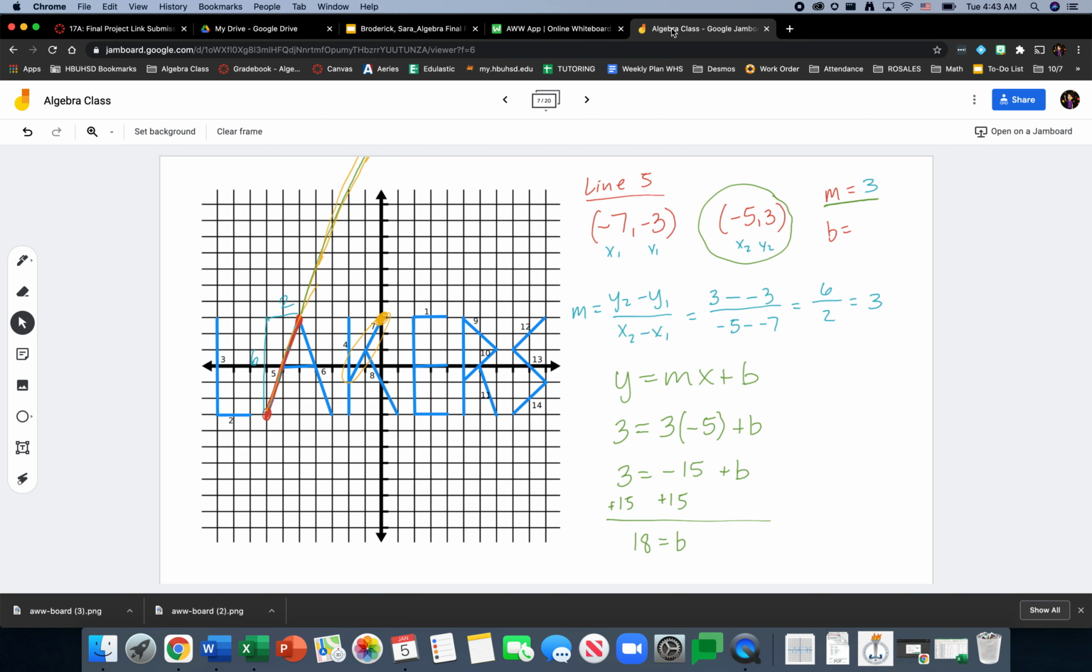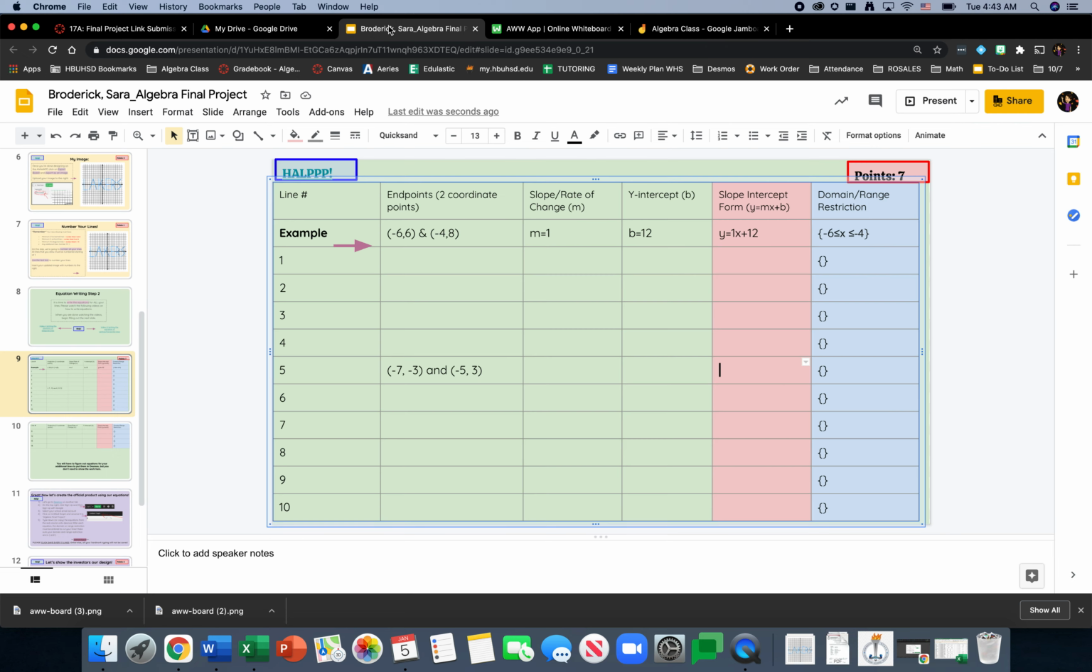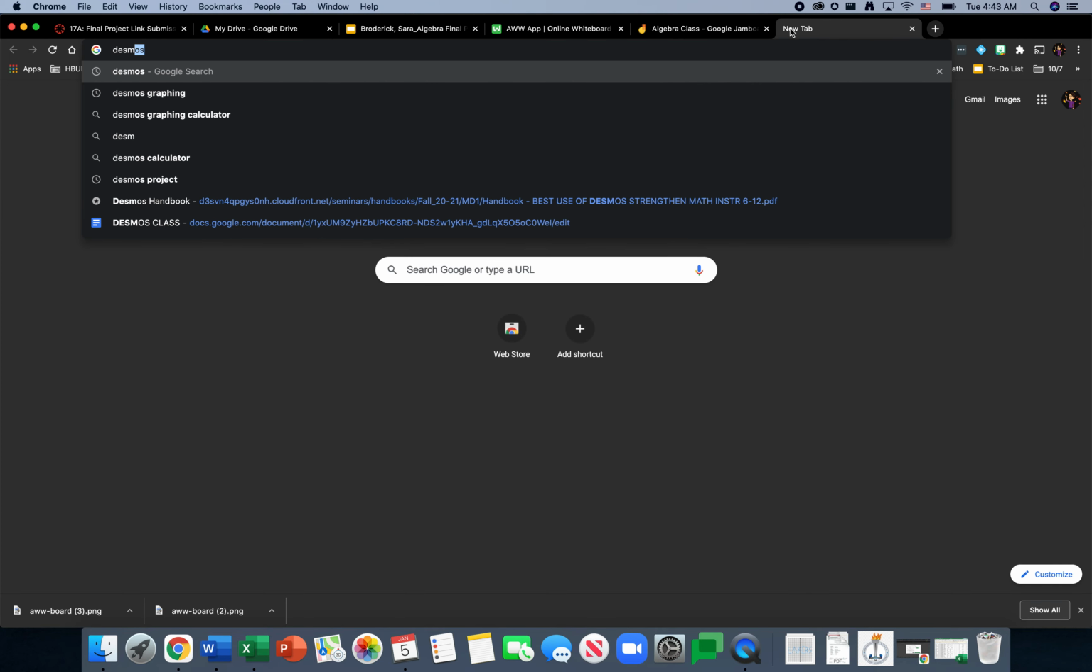So now, look, I have my b. So I have my m and I have my b. So I'm going to say, okay, my m was 3, and my b was 18. And here's my y equals mx plus b. Now, here is where we do something called a domain restriction, and I'm going to show you why we do it.